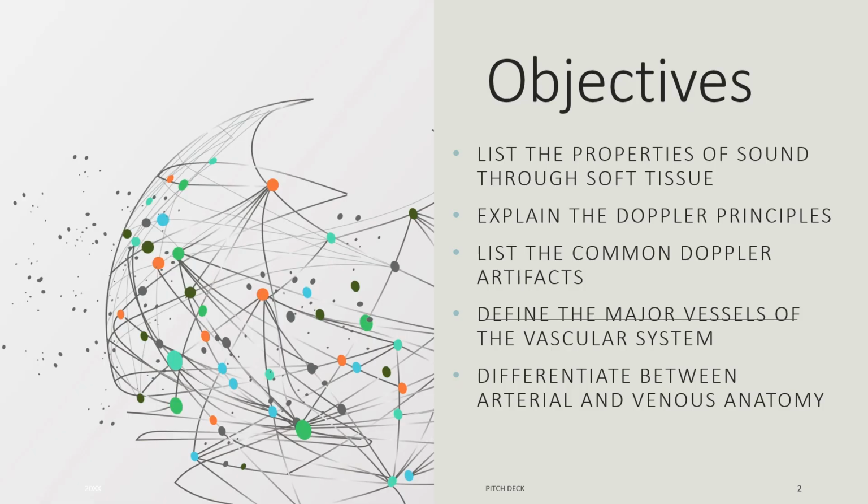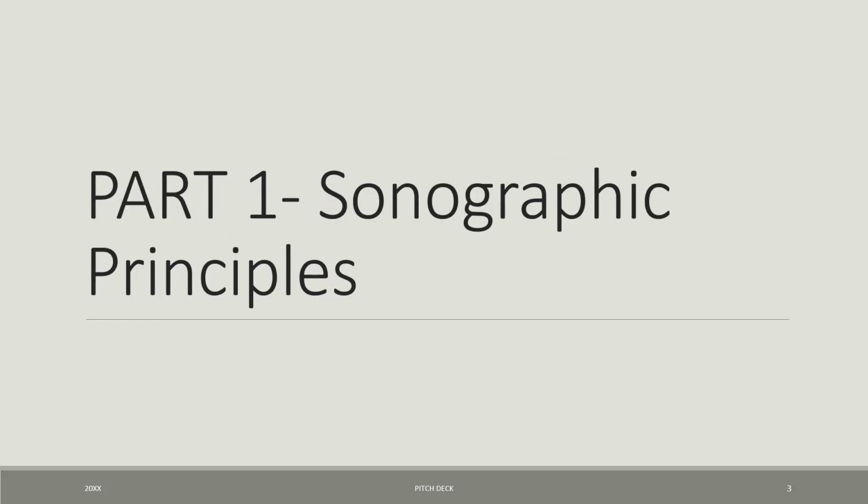Our objectives today are to list the properties of sound through soft tissue and explain the Doppler principles, list the common Doppler artifacts, define the major vessels of the vascular system, and differentiate between arterial and venous anatomy. So part one of this lecture, we're going to look at those sonographic principles. Again, if this is a little bit repetitive or something you're already comfortable with, you may want to skip through some of this, but for many of us, this is always a good reminder.